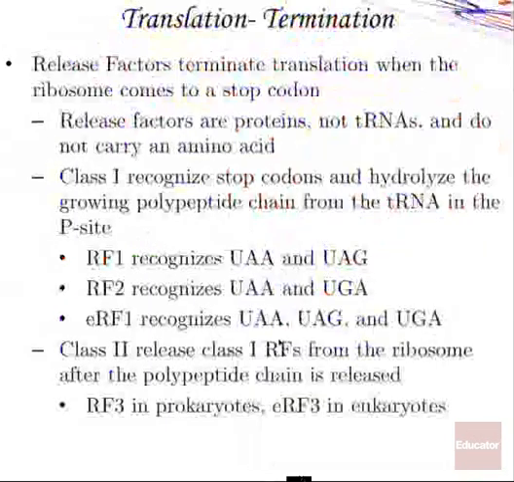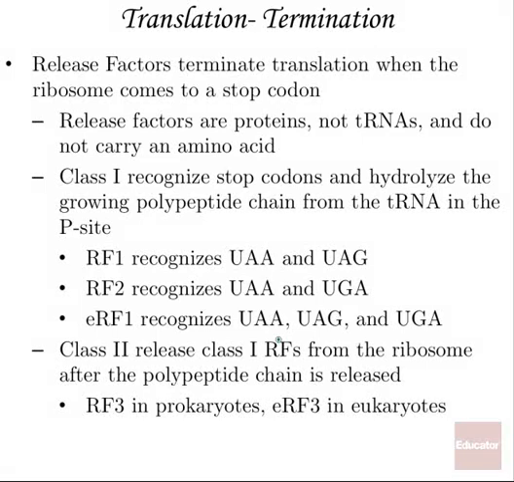All right. So now that we're talking about termination, we need to talk about release factors. These are proteins that will terminate translation when the ribosome comes to a stop codon. Remember, stop codons: UAA, UAG, UGA. So the release factors are proteins. They're not tRNAs. They don't carry an amino acid. This is very important to understand. So important that I'm just going to highlight it all.